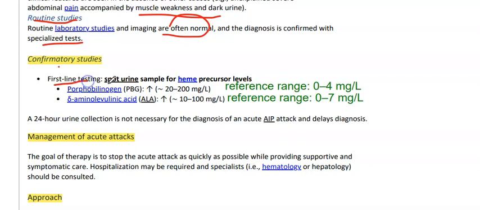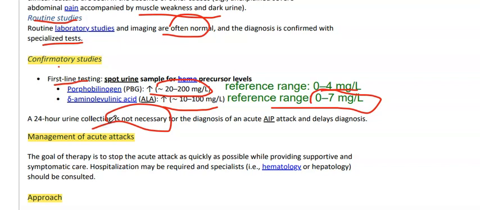Confirmatory study, first-line testing: spot urine sample for heme precursor levels. Porphobilinogen will be elevated, 20 to 200, while the normal reference range is 0 to 4 mg per liter. Delta aminolevulinic acid will also be elevated, 10 to 100, while the reference range is 0 to 7 mg per liter. A 24-hour collection is not necessary for the diagnosis.